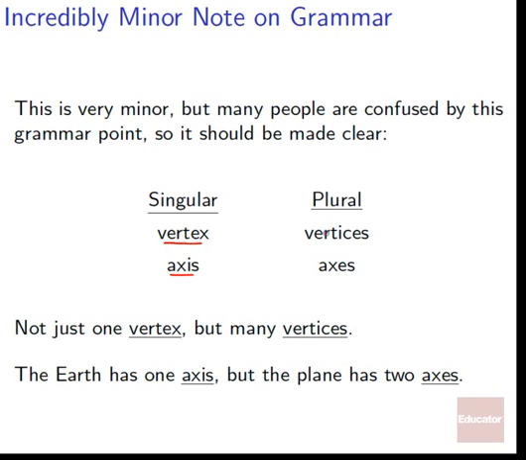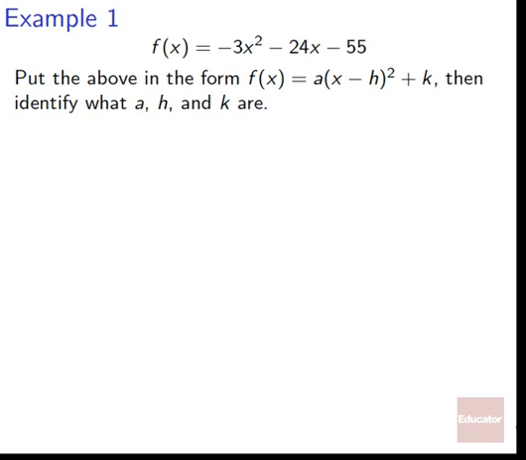On the other hand, if you want to talk about multiple of a vertex, that's going to be vertices. So multiple vertex, multiple vertices is what it becomes. Vertex is kind of hard to say, so that's why it transforms into vertices. Axis becomes axes. Axis, axises, once again, sounds a little bit awkward, so we make axis becomes axes. So it's not just one vertex, but many vertices. The earth has one axis, but the plane has two axes. So really, really minor thing, but you might as well know it because you occasionally have to say this stuff out loud. All right, we're ready for our first example.